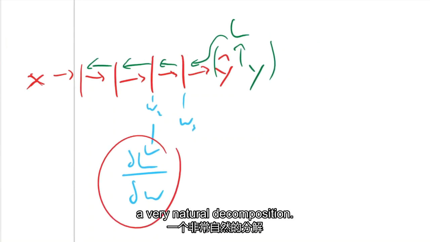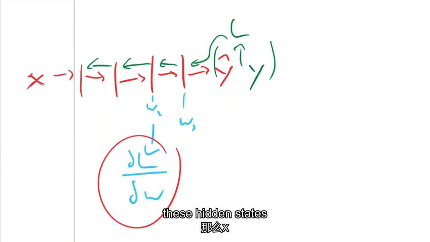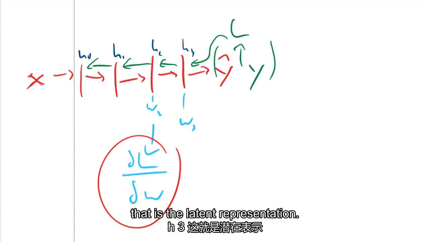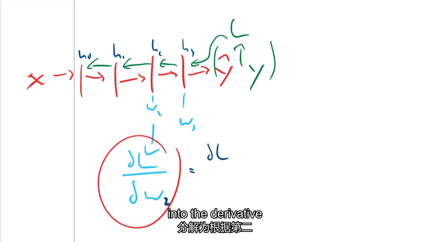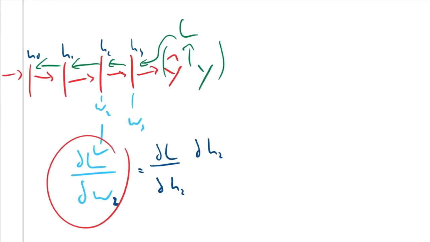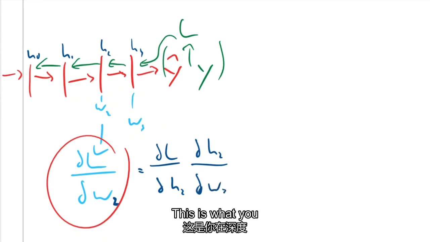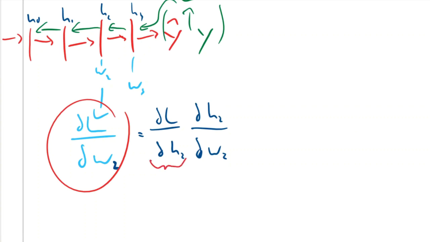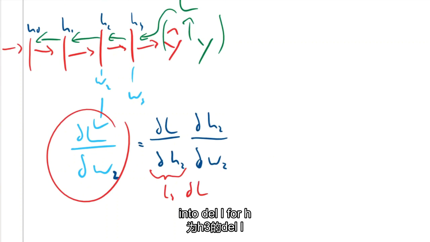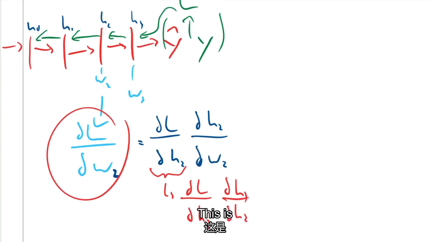And backpropagation does a very natural decomposition, namely, if you have these hidden states in here, so X is transformed to hidden states H0, H1, H2, H3, so that is the latent representation. If you want to know how to change weight 2, the backpropagation algorithm decomposes this into the derivative of the loss with respect to the hidden state at layer 2 multiplied by the derivative of the hidden state with respect to the weight. So this is what you would learn in a beginner's course of deep learning, this decomposition. And of course, this part decomposes into del L by del H3, and then del H3 by del H2. So this is the standard backpropagation algorithm.